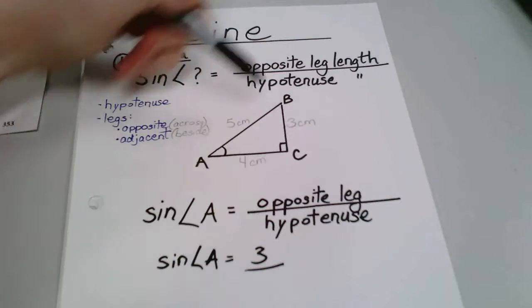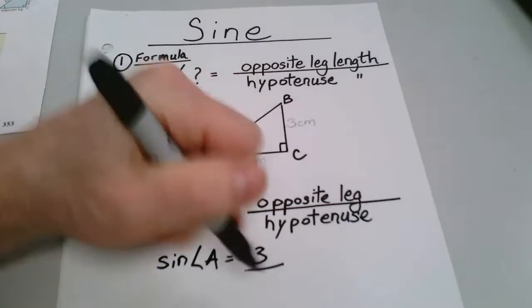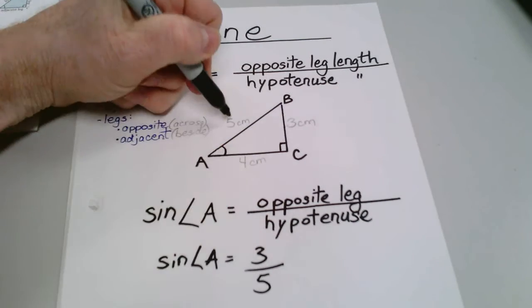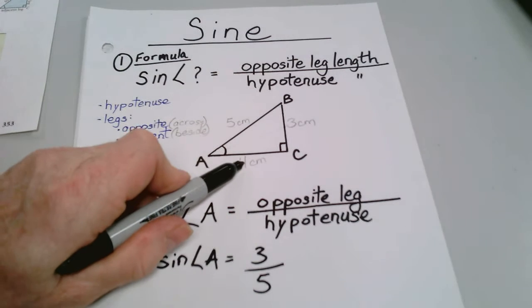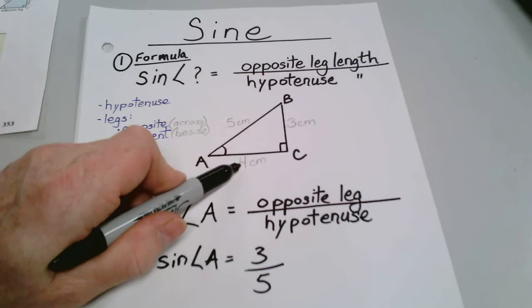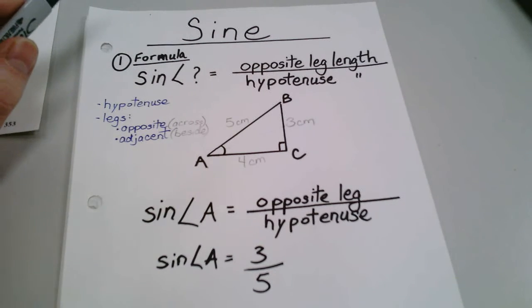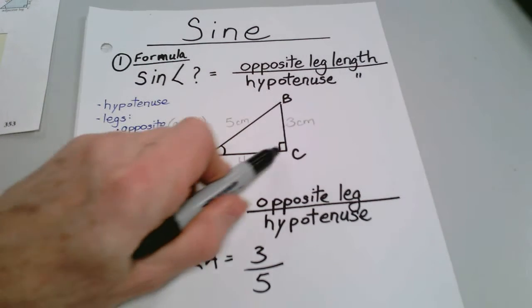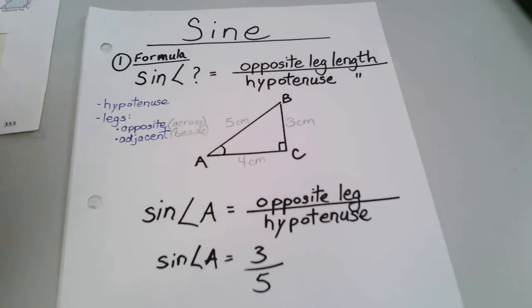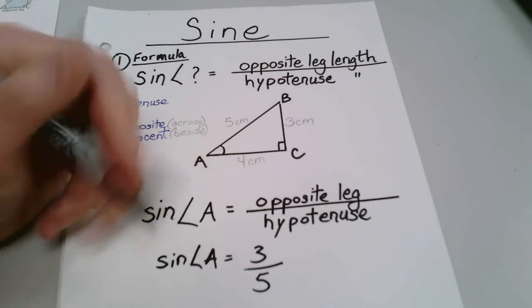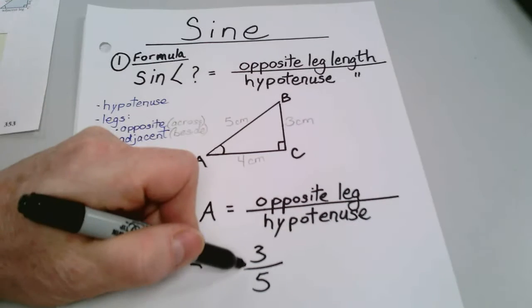Over the hypotenuse. Hypotenuse we know is the long side. It's a 5. We don't even use the adjacent leg to figure out sine. In subsequent lessons, we will be using the adjacent leg, but for sine, it will not come up. So now we just figure this out.